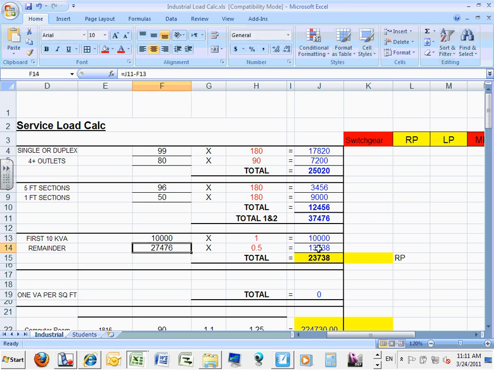Then what you did is you took anything higher than 10,000 and you cut it by 50%. Can you guys see the 0.5 times this number? These are very simple. I hope, guys, it's not too complicated of math, that a lot of you can do it. Okay?